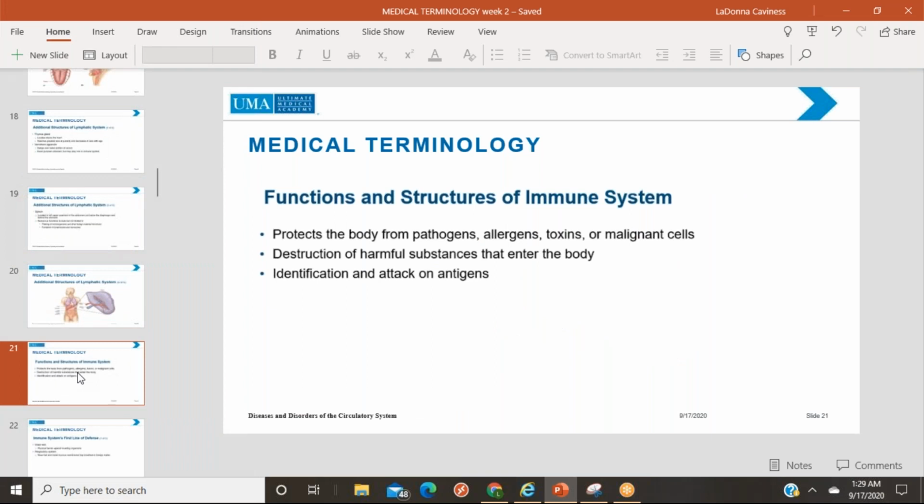Functions and structures of the immune system. Protects the body from pathogens, allergens, toxins, or malignant cells. Destruction of harmful substances that enter into the body, and identification and attacks on antigens.